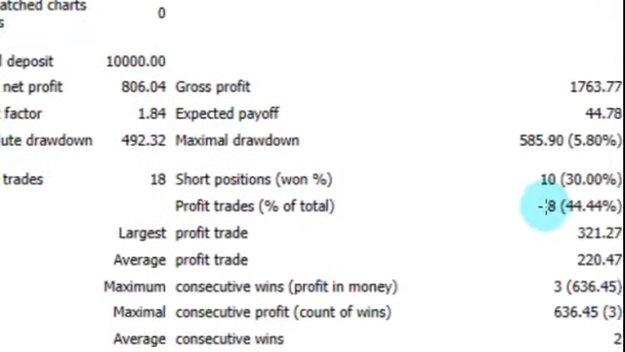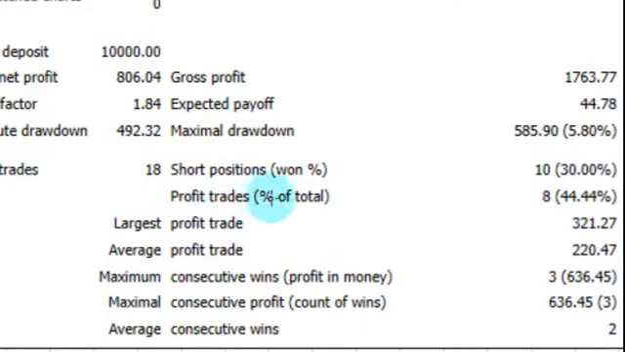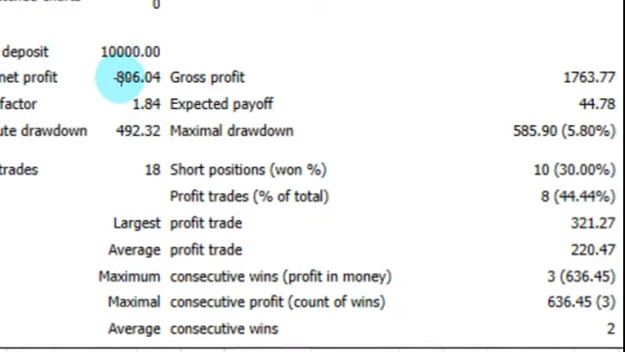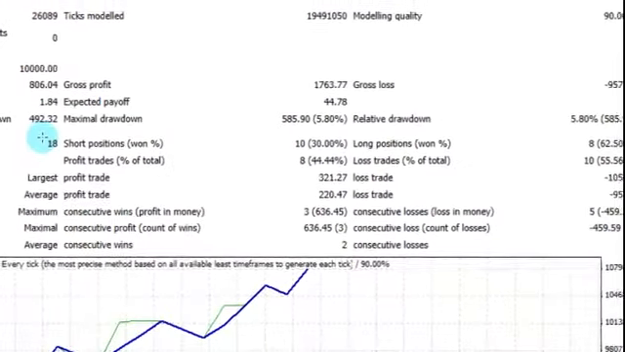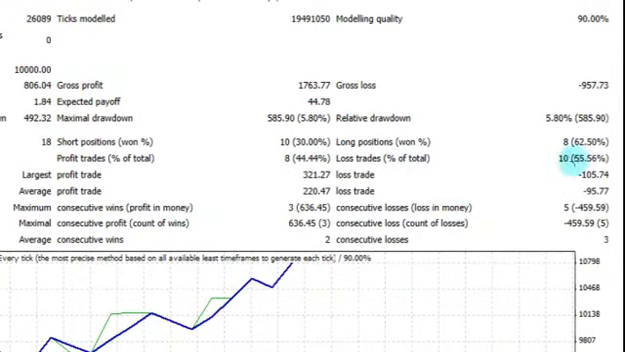Pay attention to the most important thing. Pay attention to the percent of total profitable trades. You see this line? It's around 40%. With only 40% success, I made 8% profit in total from 18 trades. How? While the losing trades were more than 55%. How did I do it? The secret is here. Pay attention to the average profitable trade. It's around $200. The average losing trade is around $100. It means I took twice what I risked on every single trade.